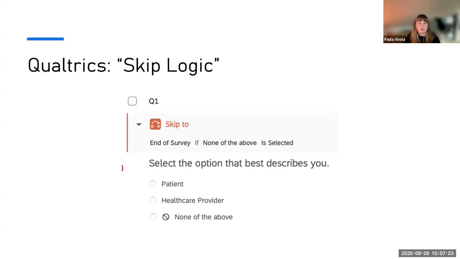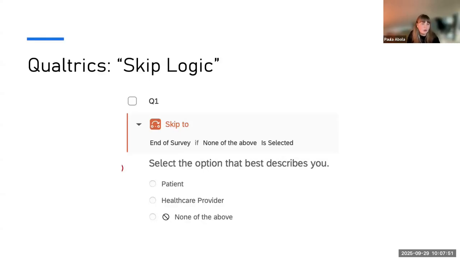And for example, I also had further inclusion criteria questions, not just this one. Another one was that I needed to make sure that the patients resided in the United States and that the healthcare providers practiced in the United States. So my next question was that accordingly for patients and for providers. And if they responded that they do not reside or practice in the United States, then they would also be taken to the end of the survey and not participate.